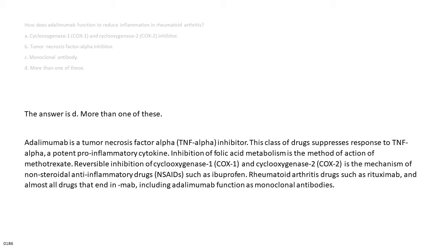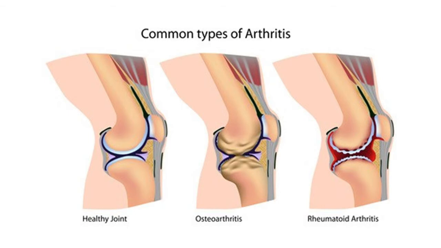The answer is D. More than one of these. Adalimumab is a tumor necrosis factor alpha, TNF-alpha, inhibitor. This class of drugs suppresses response to TNF-alpha, a potent pro-inflammatory cytokine. Inhibition of folic acid metabolism is the method of action of methotrexate. Reversible inhibition of COX-1 and COX-2 is the mechanism of nonsteroidal anti-inflammatory drugs, NSAIDs, such as ibuprofen. Rheumatoid arthritis drugs such as rituximab, and almost all drugs that end in mab, including adalimumab, function as monoclonal antibodies.